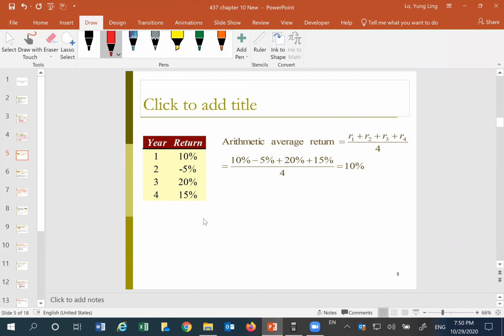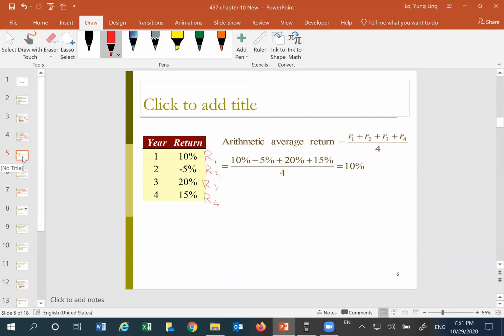You can also call these R1, okay? R1 is 10%, your R2 is negative 5%. When you make money, your return is positive, right? When you lose money, your return is negative. So your 20% will be your R3, the return in the third year, and this is your R4, which is the return in the fourth year.